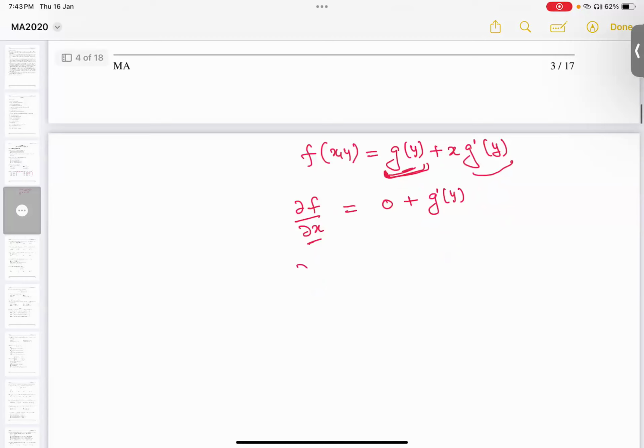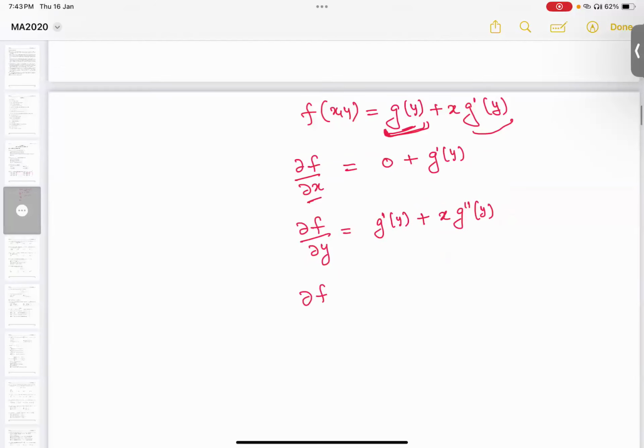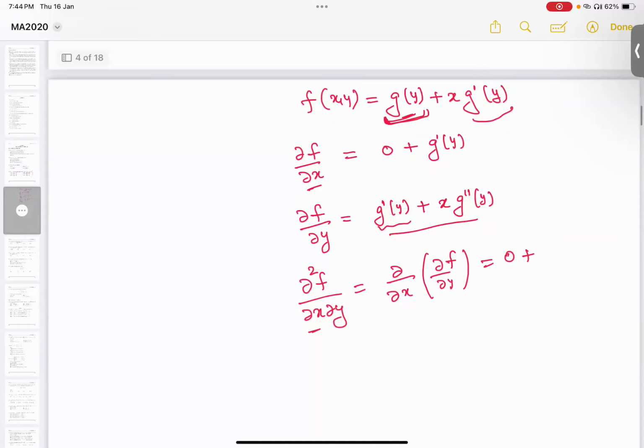Now similarly, if you calculate del f upon del y, this will be z dash y because this is a function of y, plus x times z double dash y. Now if you calculate del square f upon del x del y, you are calculating with respect to x. So this is del upon del x of del f upon del y. The first part is a function of y, so this will be 0, plus the second part, which will be z double dash y.